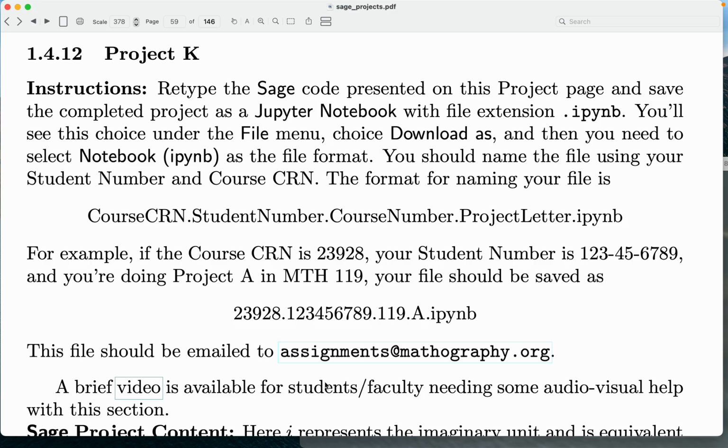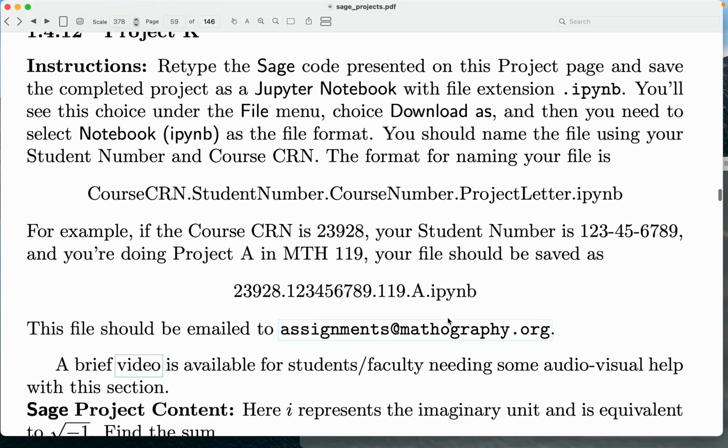Okay, we're in Math 120, and we're doing Project K in the Math 120 section of the projects. Again, for students that are going to submit these for assignments, you're going to do the Jupyter Notebook. For the students who are just looking at code, I would recommend using the terminal to do this.